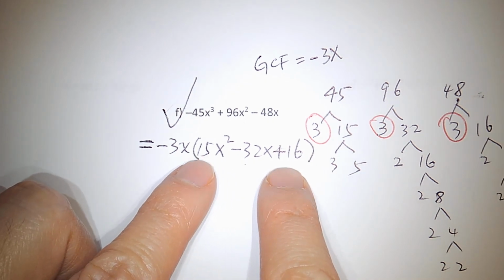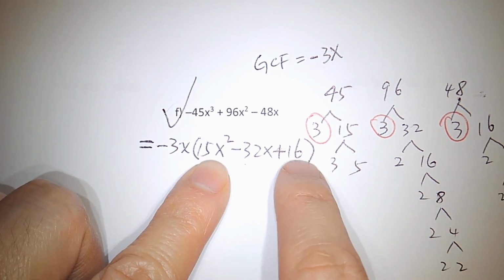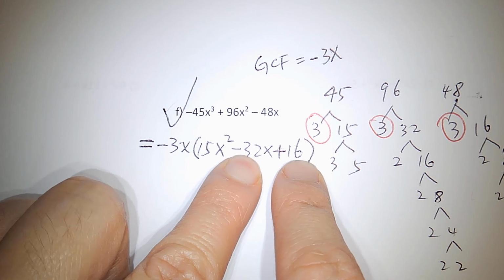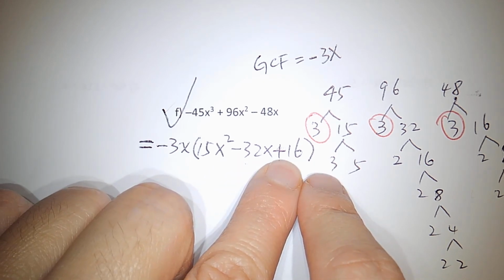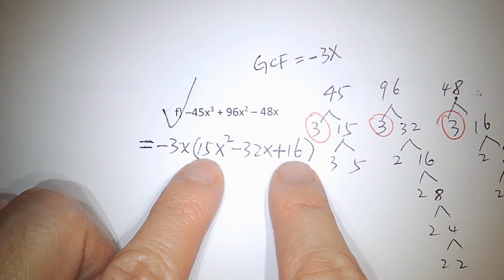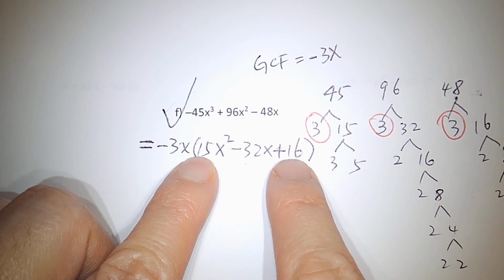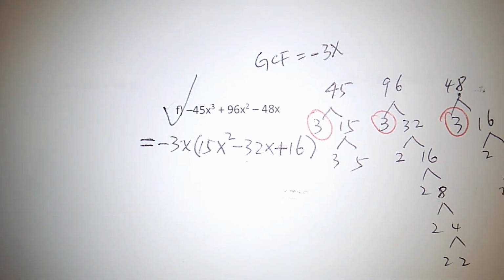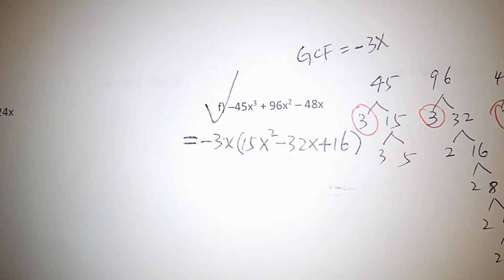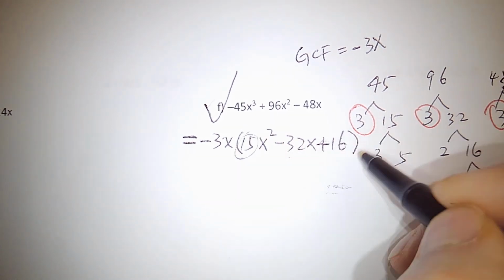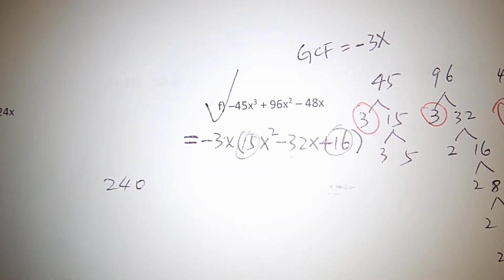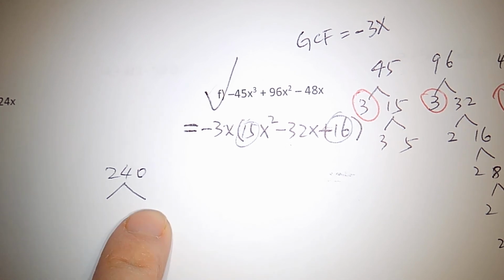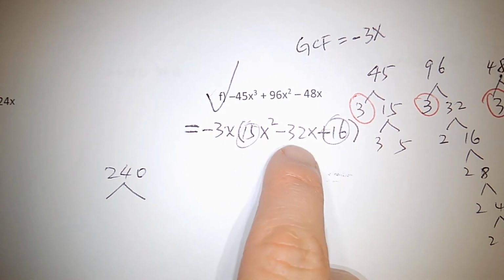Now we have A times x squared plus B times x plus C. What is capital A? 15. What is capital B? Negative 32. What is capital C? 16. Now what we're going to do is multiply A by C. So 15 times 16, what do you get? Use your calculator, please. 240. So A times C is 240. We want to factor 240 such that the sum of these two numbers equals negative 32.